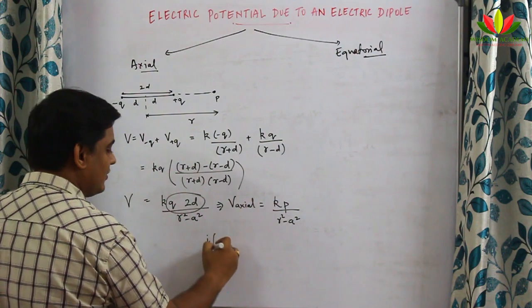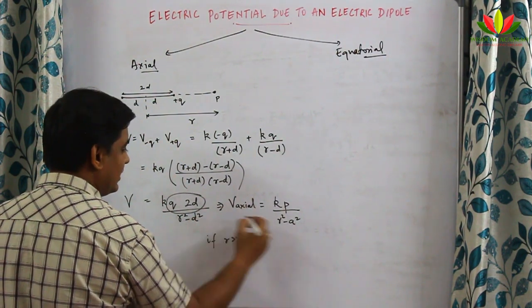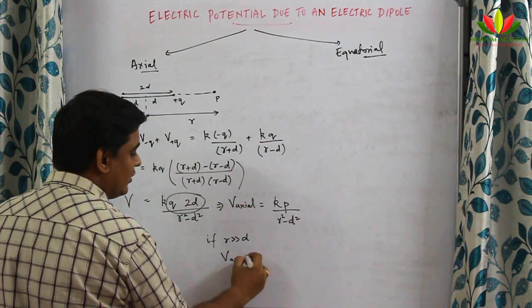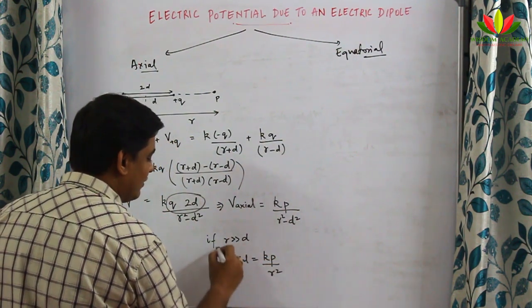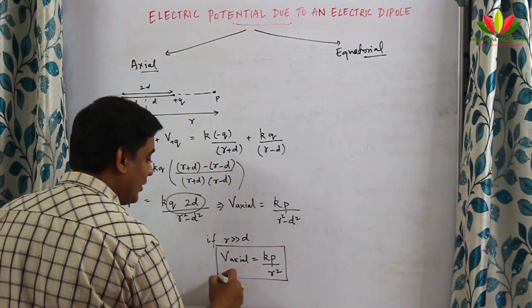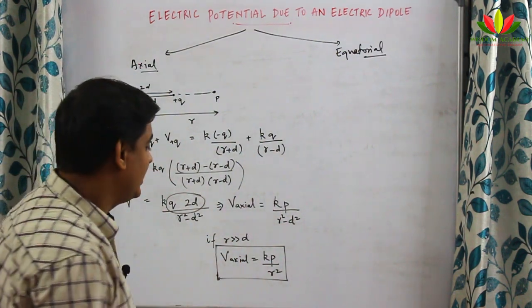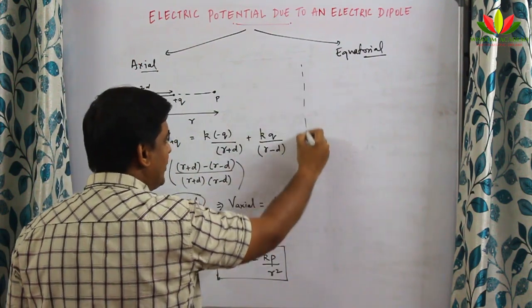If r is much more than d, then V at the axial point will be equal to k into p by r square. Remember that for the electric field at the axial point it was a different thing, k into 2p by r cube. Here it is k into p by r square. Let us see the equatorial point.